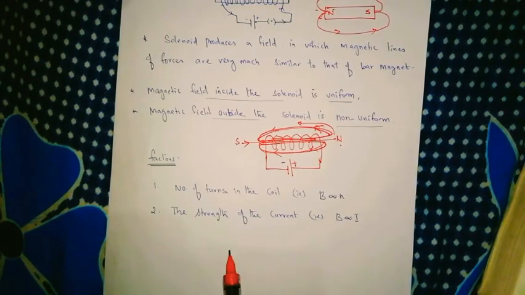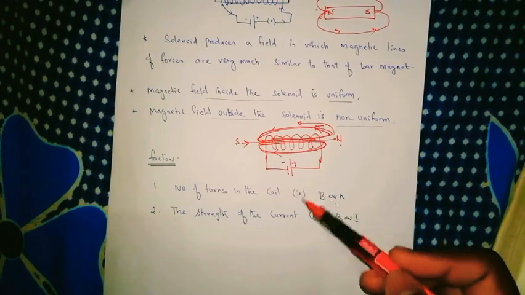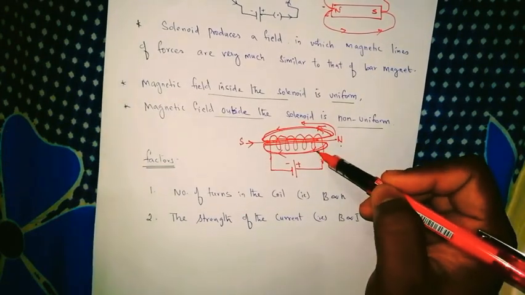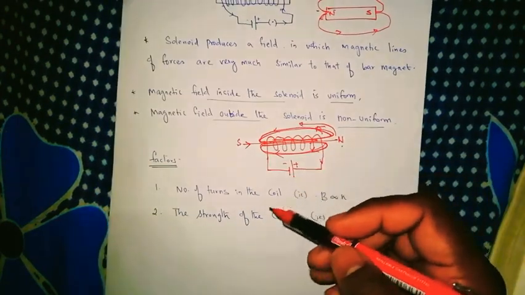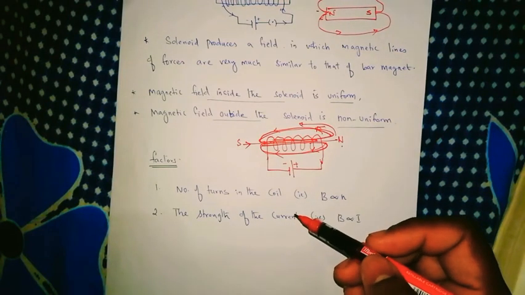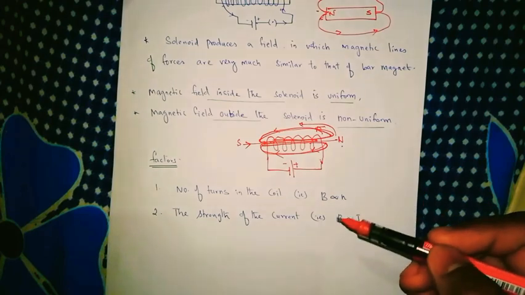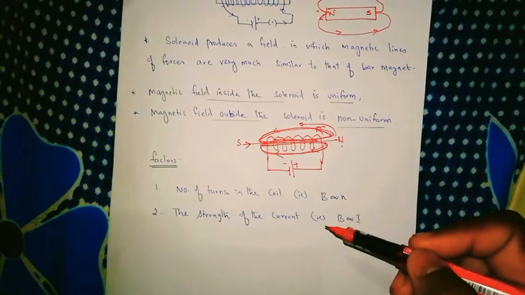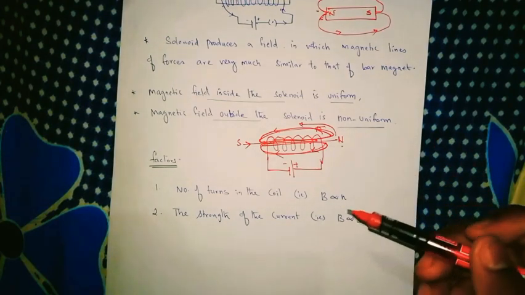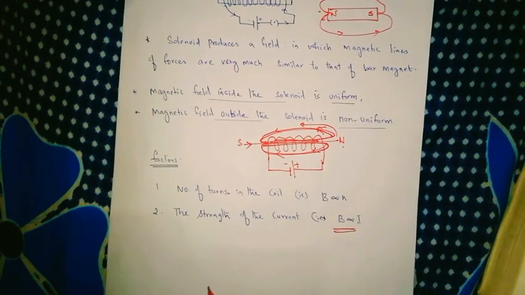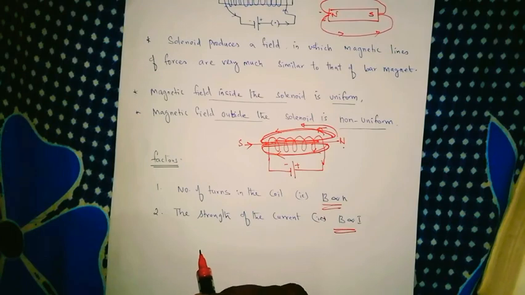Okay, so what are the main factors which are responsible for the strength of the magnetic field which is formed inside the solenoid? One thing is the number of turns of the coil. If we have many turns in the coil, then the magnetic field will be more. If we have fewer turns in the coil, then the magnetic field will be less. Second thing, if the amount of current is more, then the magnetic field will be more. Clear? These are the two things.